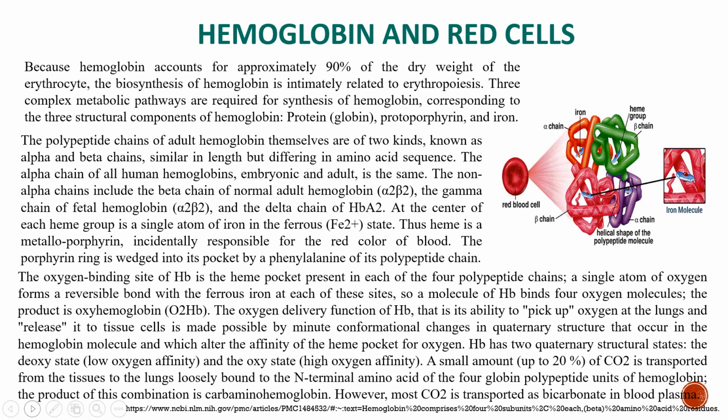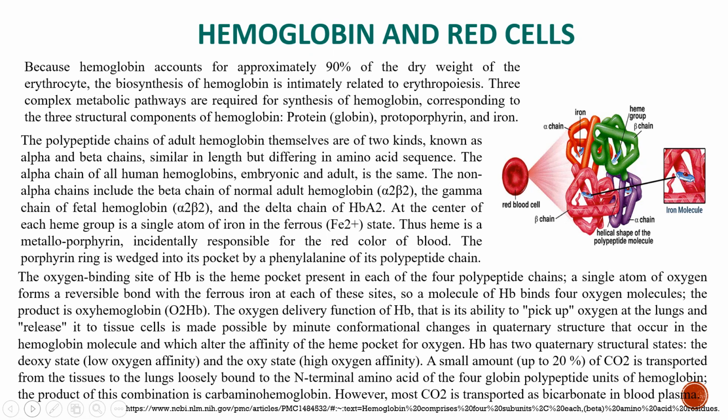The alpha chain of the human hemoglobin, embryonic and adult, is the same. The non-alpha chains include the beta chain of normal adult hemoglobin, the gamma chain of fetal hemoglobin, and the delta chain of hemoglobin A2. At the center of each heme group is a single atom of iron in the ferrous state. Thus, heme is the metalloporphyrin incidentally responsible for the red color of the blood.